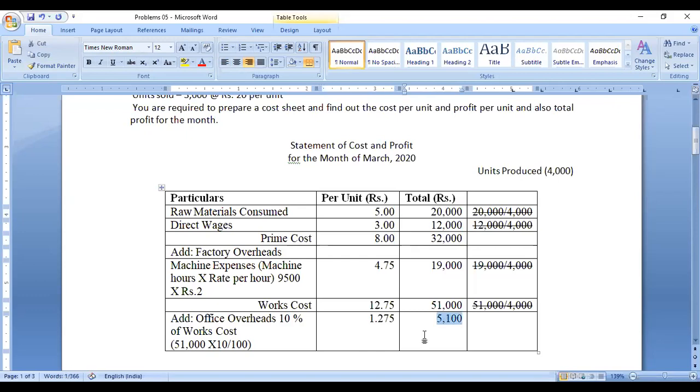With office overhead, putting up the total of these two amounts, we get the answer. This is called the cost of production. The cost of production means the total of these two amounts, 56,100. Per unit, 1.275 plus 12.75 gives 14.025. So how would you arrive at this amount?